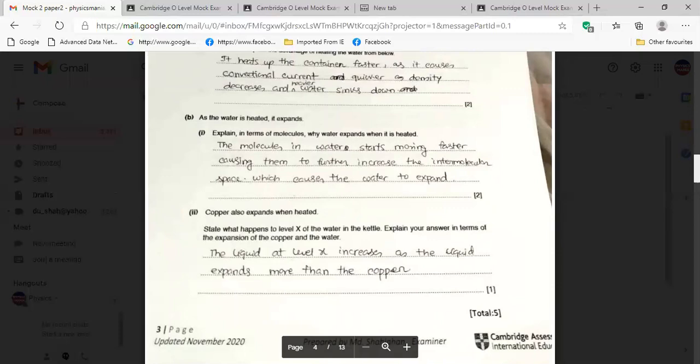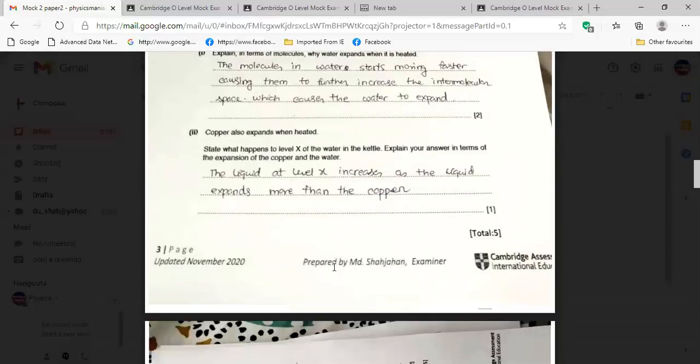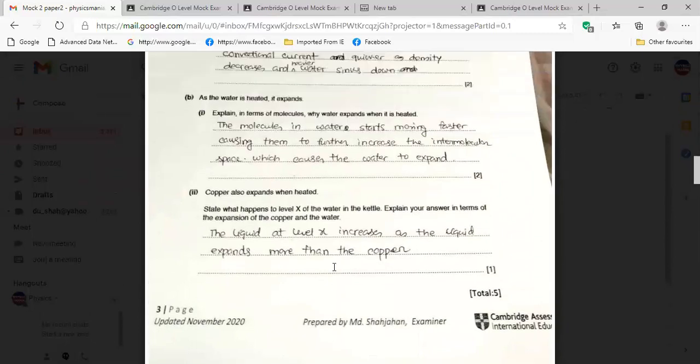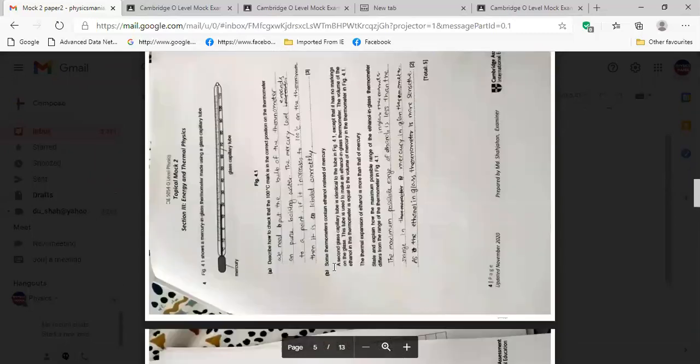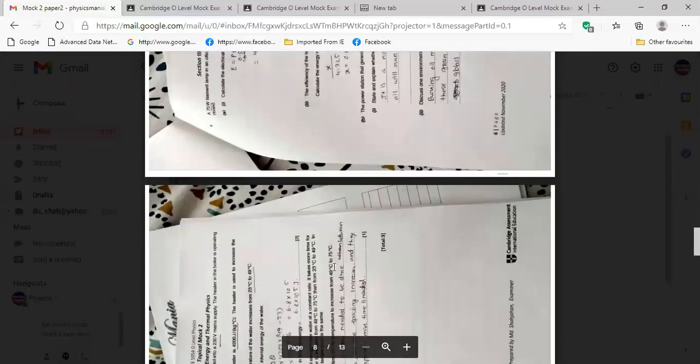Actually, this one, the last one, you wrote rises, right? Yes, sir. And here we should mention something. Okay, you mentioned that the liquid level rises as the liquid expands more than the copper. Yes, correct. You brought that idea also. So, will I get the marks? Yeah, here you'll get the marks. If there is any cut, I will tell you. Okay, so this one I will take.